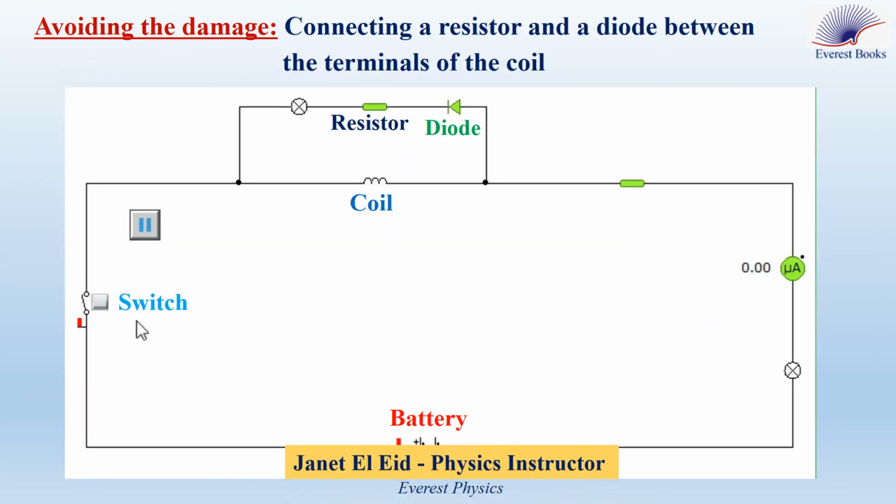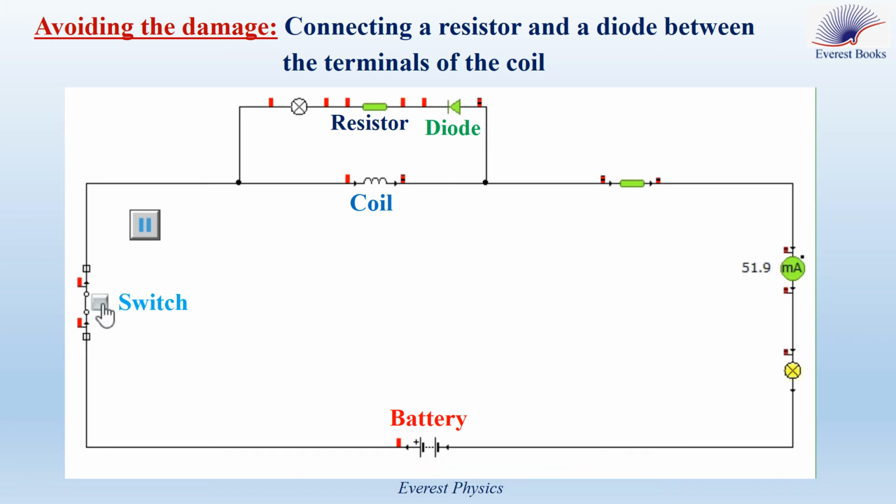Observe this simulation. I will close the switch. So the current flows out from the positive pole of the battery. At this junction, we have two branches, the branch of the coil and the branch of the diode. But the diode is reverse biased, so it acts as an open switch, and the branch of the diode carries no electric current. So the current passes in the coil from left to right.